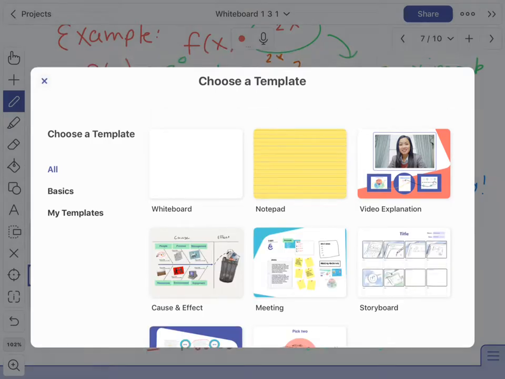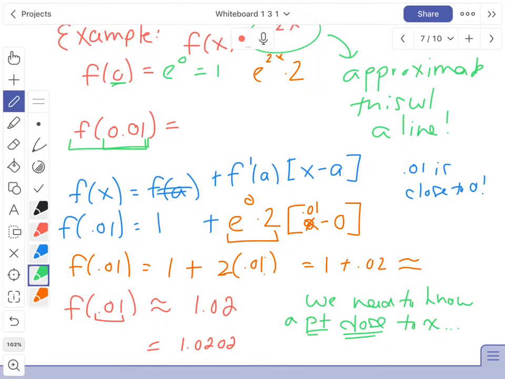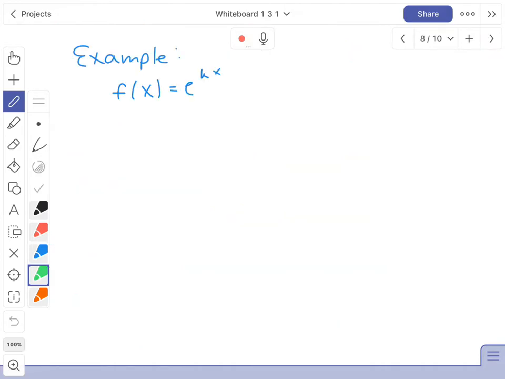I'll go to the next example first, actually. What we're saying is we think that we could use our line to approximate this actual function value. We could just use this formula instead. So we got 1.02, which was pretty close. Let's look at another example to see it. So this is just the general term.